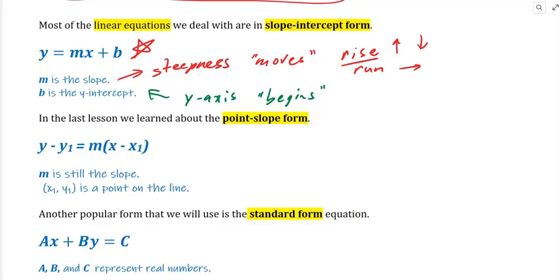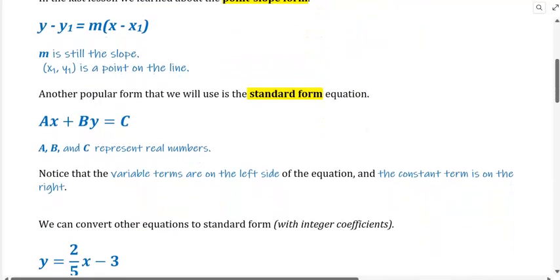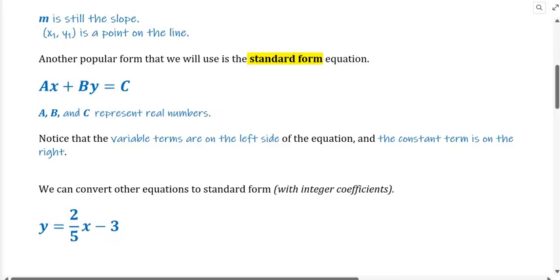Another very popular form that we will use is the standard form equation. Standard form equation is a times x plus b times y equals c, where a, b, and c represent real numbers. Not fake numbers, real numbers. Now, notice that the variable terms are on the left side of the equation. We've got the x and the y both on the left-hand side, and our constant is over here by itself on the right. And that's what makes it standard form. And it's really handy to do certain things that we'll talk about later.